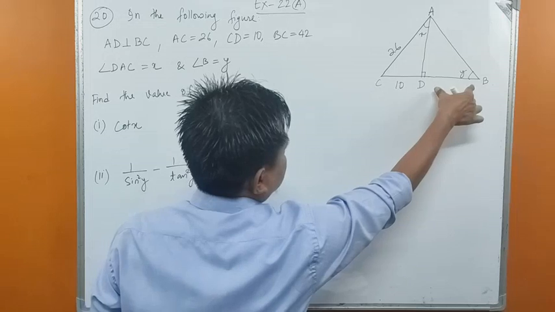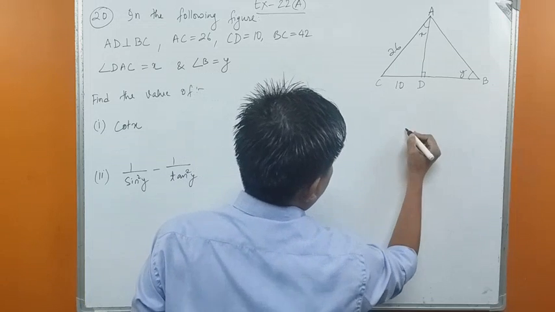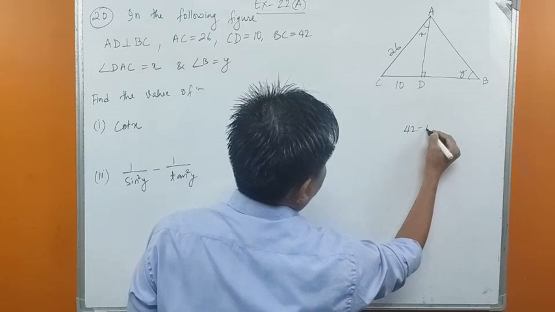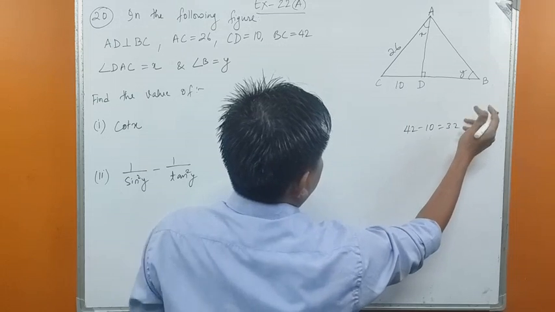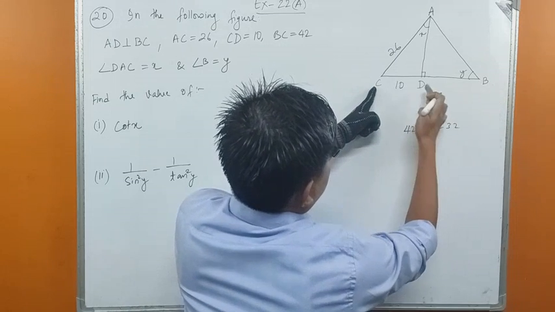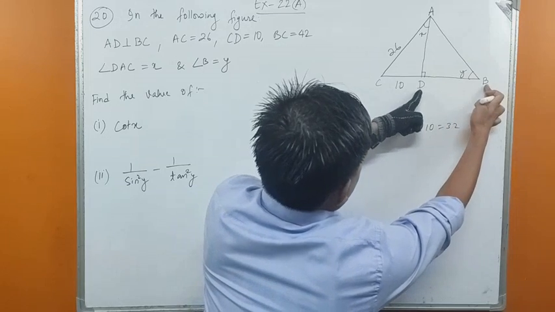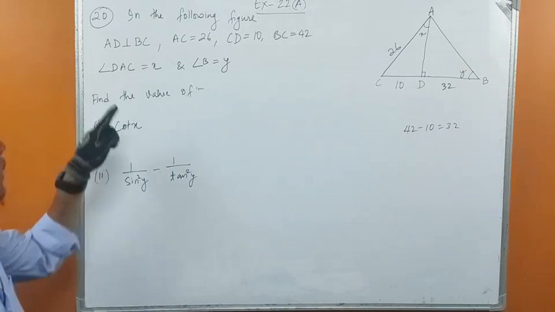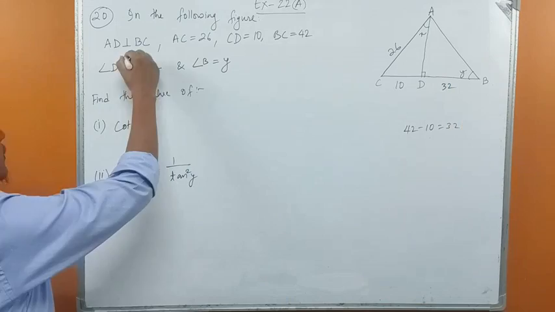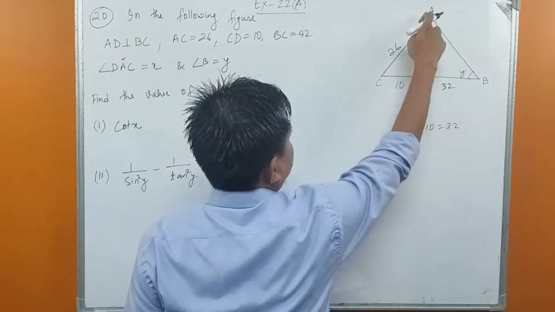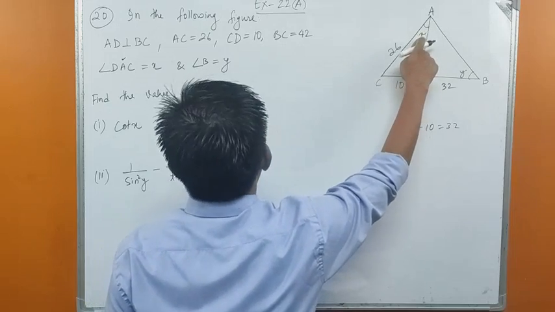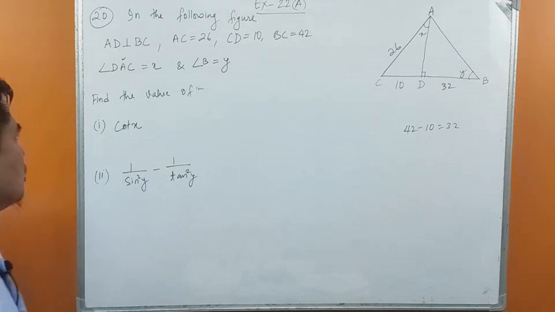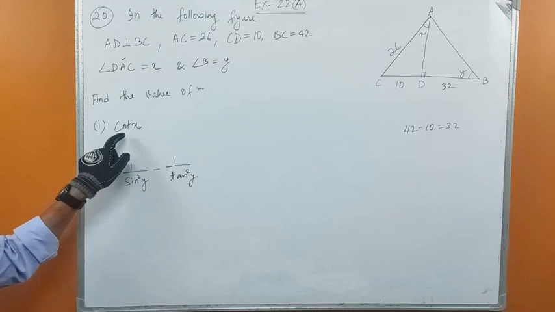CD is 10. So this much is how much? 32, isn't it? 42 minus 10 is 32. Total BC is 42. CD is 10, so BD must be 32, okay. Now angle DAC, angle A, this is X, and angle B is Y. This is given to us. So we are asked to find the value of cot X.